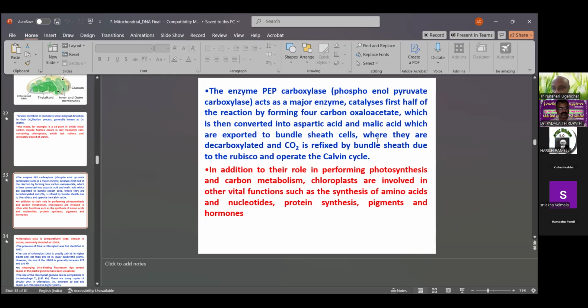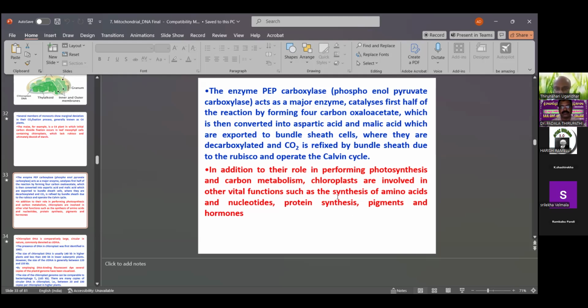and malic acid, which are exported to the bundle sheath cell, where they are decarboxylated and carbon dioxide is released in the bundle sheath for Rubisco to operate the Calvin cycle. The Calvin cycle also involves the release of carbon dioxide. Then the three-carbon and four-carbon compounds divide into the C3 and C4 places.